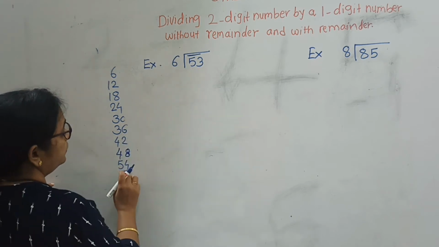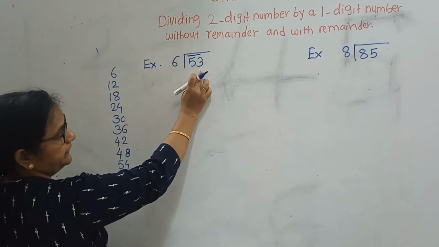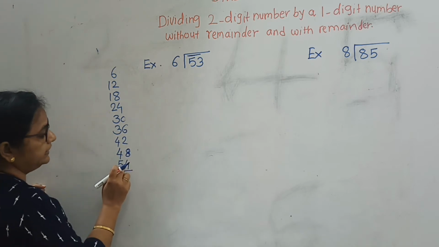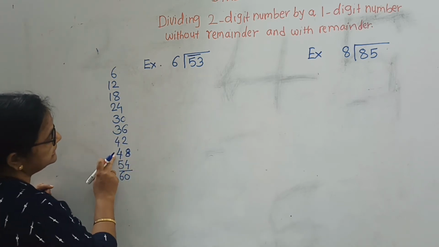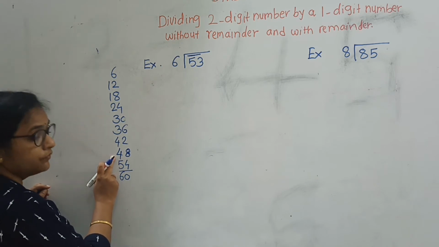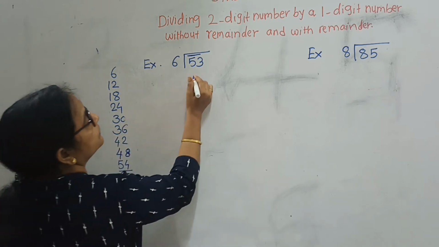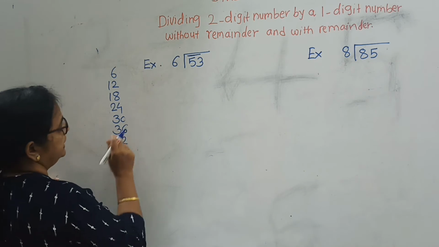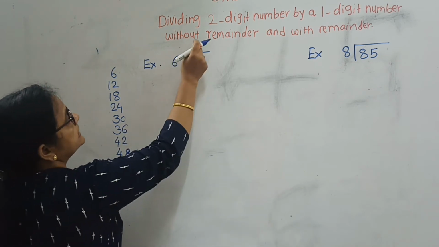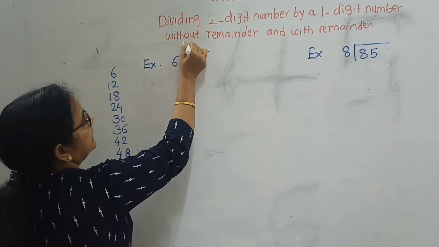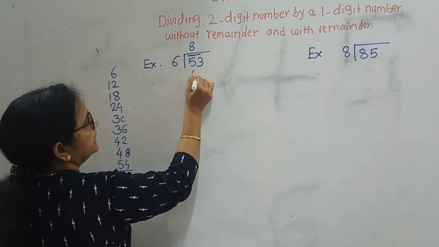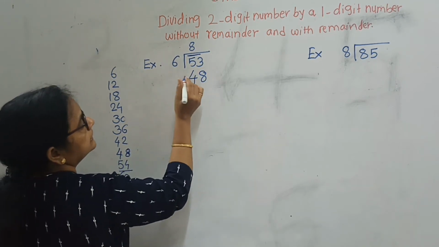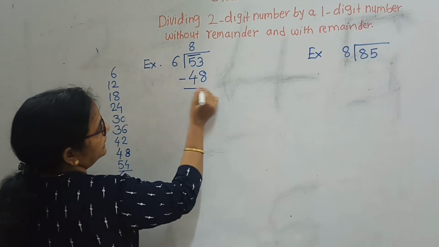But 54 is greater than 53, so we cannot take this 54. Okay. So 6 8s are 48. Yes. We have to take this 48. So 6 8s are, right here 8. 6 8s are 48. Here, then we have to subtract this.